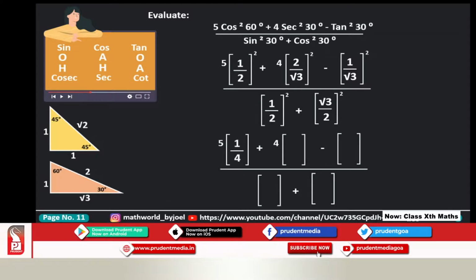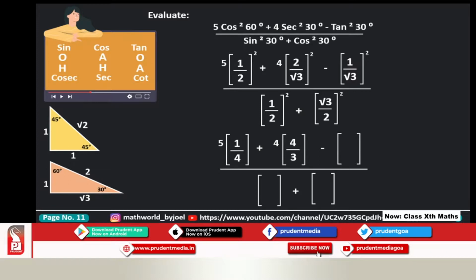2 upon root 3, the whole square will become 4 upon 3. So whenever there is a root sign, the root and the square will get cancelled and you will write the number as it is. Sometimes students make a mistake over here also. They will square and write 2 square as 4 and root 3 as 9. So don't make that mistake, keep that in mind. So this will become 4 upon 3.